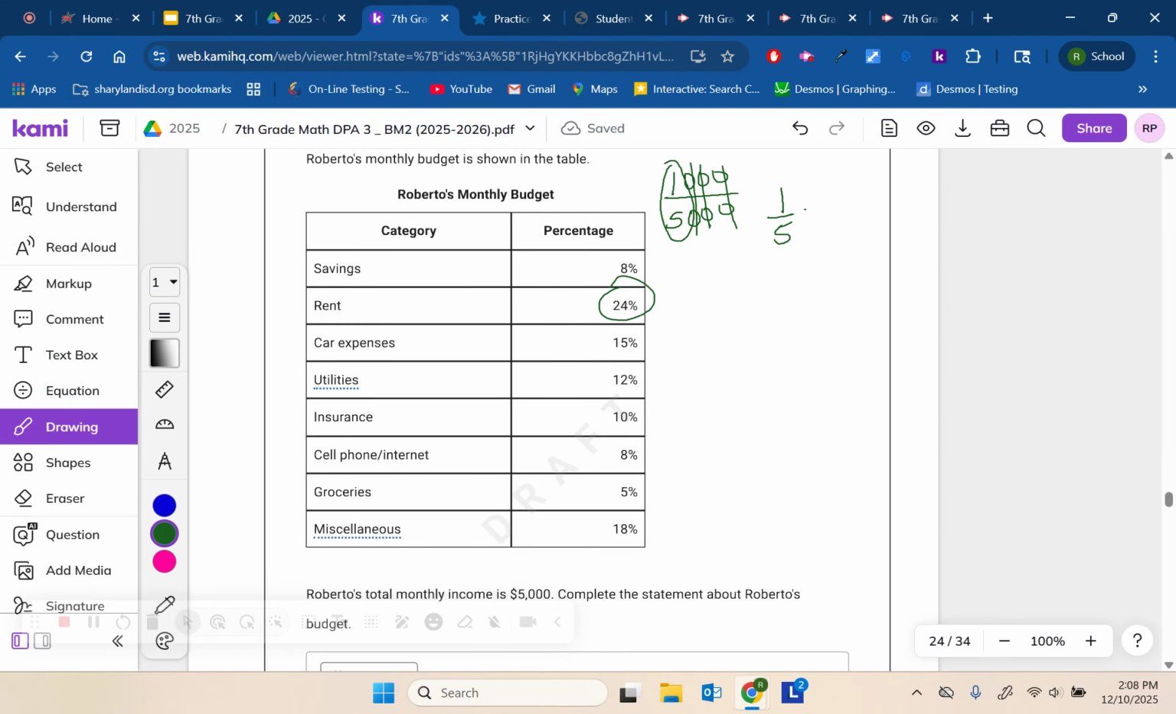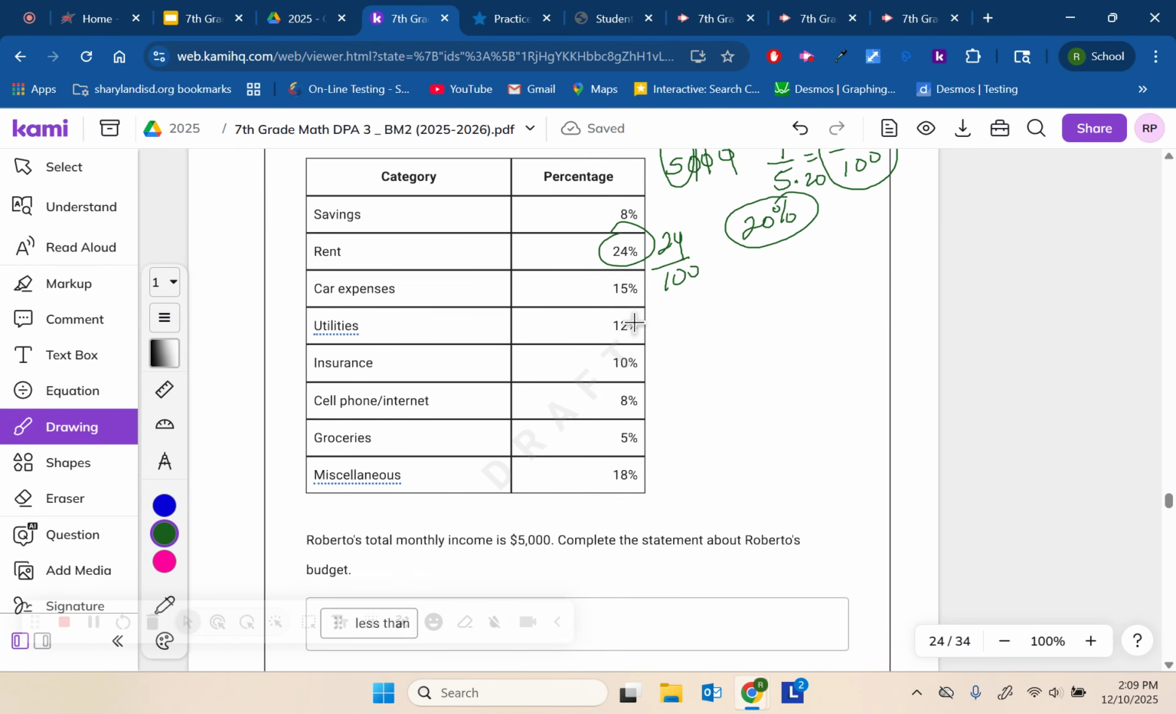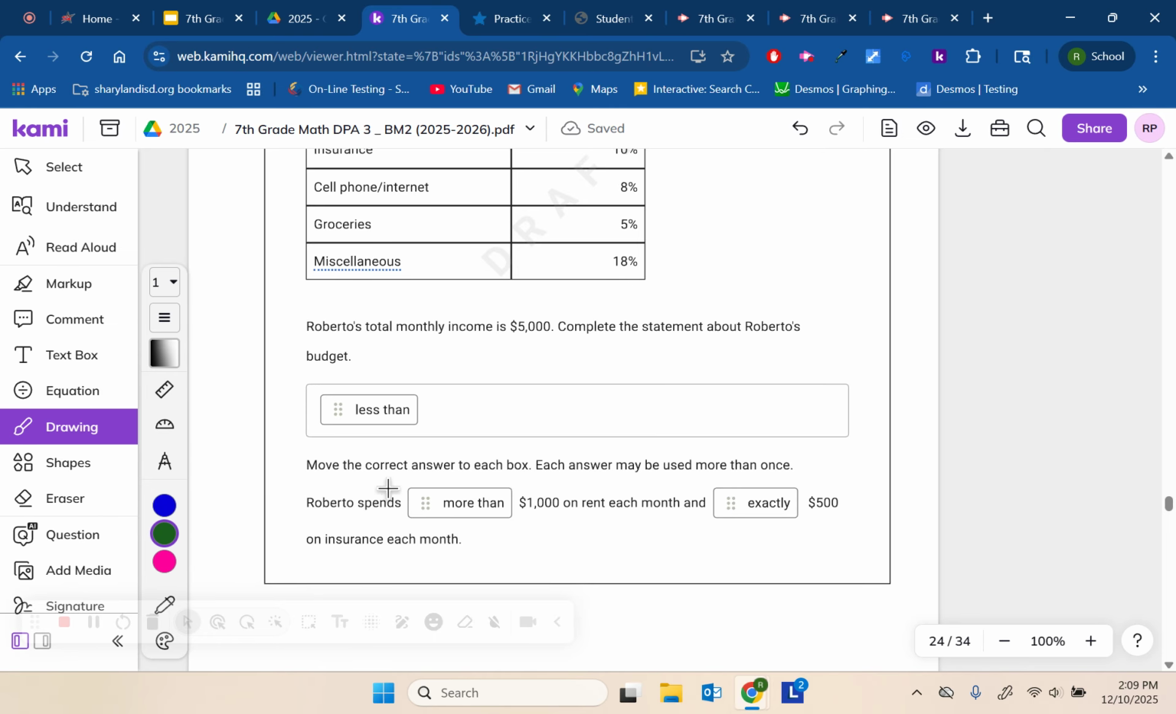So that one fifth, I want to get to that 100. I'm spending 24% on rent, which means what? 24 out of 100, right? Per cent, right? So 5 times what gives me a 100? Well, times 20. So this one fifth is 20 out of 100, or 20% of what I make. So if I'm spending 1,000, it's 20% of my money, and apparently I'm spending 24%. So this should be less than, or more than. So Roberto spends more than $1,000 on rent.